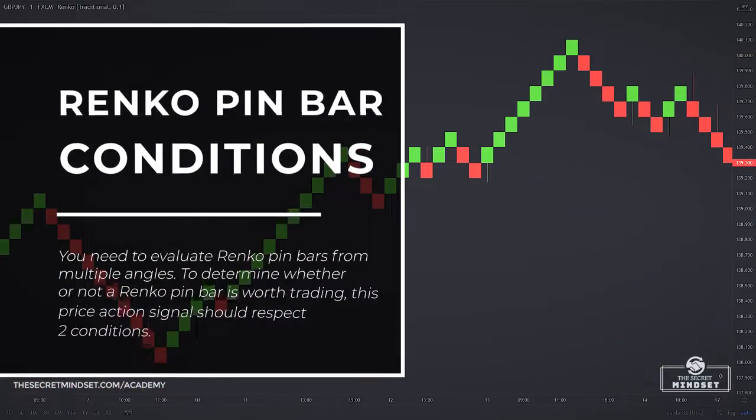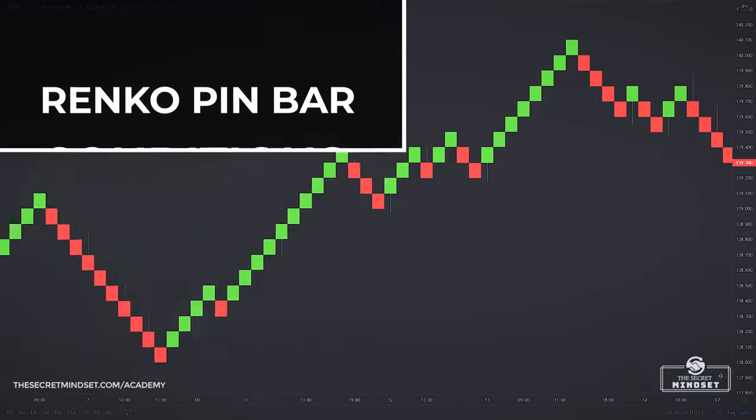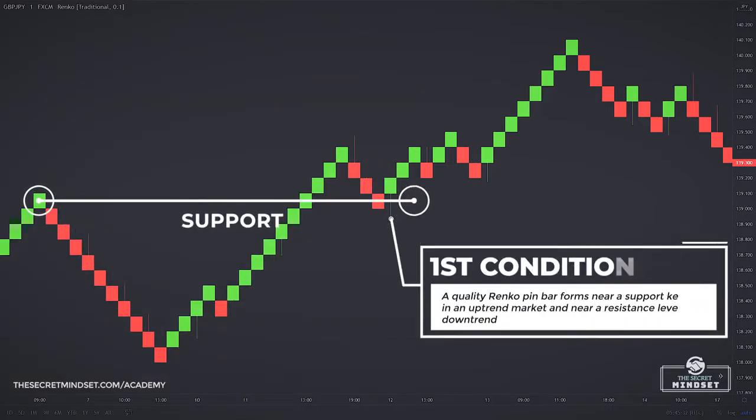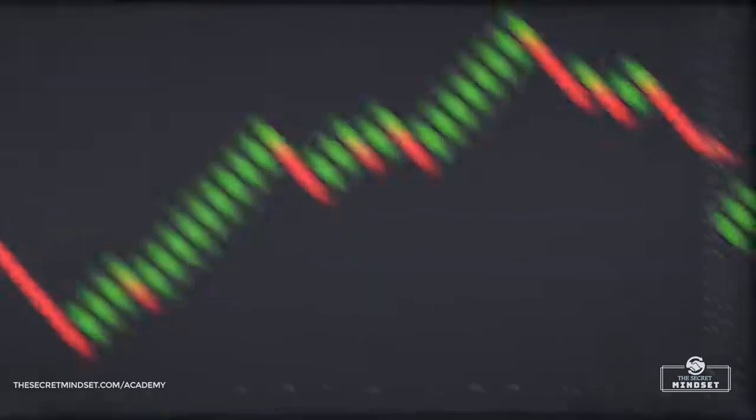Now, trading is a game of probabilities. That's why you must evaluate your Renko pin bar setups from multiple angles. To determine whether or not a Renko pin bar is worth trading, this price action signal should respect the following criteria. A quality Renko pin bar forms near a support key level in an uptrend and near a resistance level in a downtrend. And the Renko pin bar formed in line with the direction of the market is more powerful than the one which is formed against the trend.